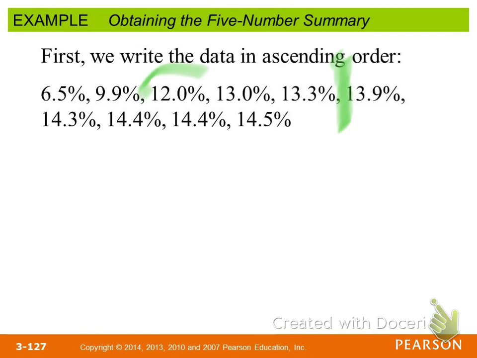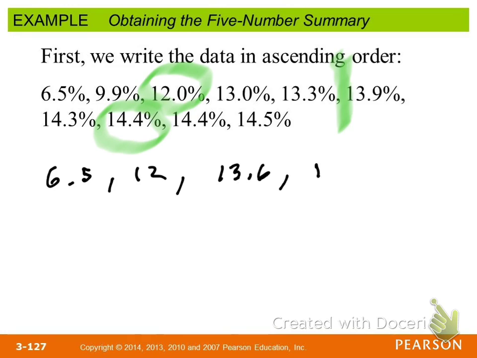Quartile 1 is 12. Quartile 2 is 13.6. Quartile 3 is 14.4. So our 5 number summary is 6.5, 12, 13.6, 14.4, and 14.5.